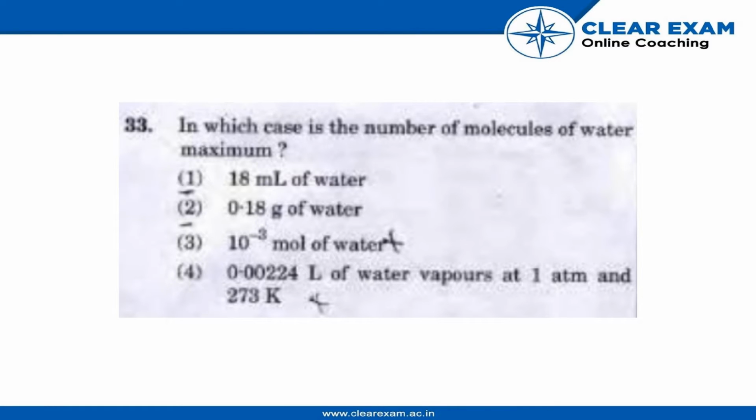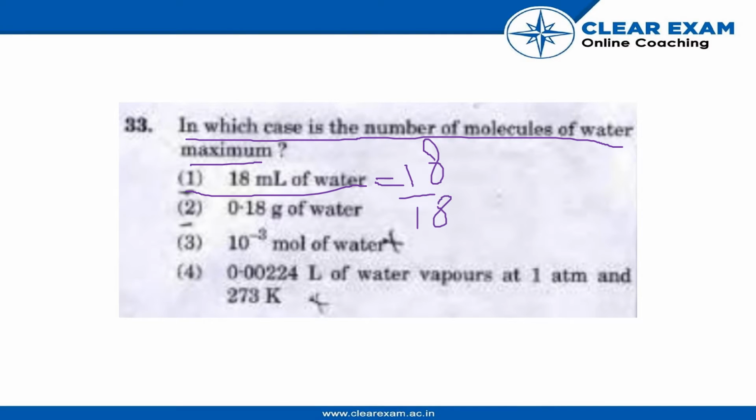So today's question is, in which case is the number of molecules maximum? So let's say there's 18 ml of water. So 18 ml of water means 18 gram by 18 ml, that means it's 1 mole. So 1 mole contains 6.022 into 10 raised to power 23 molecules, right?